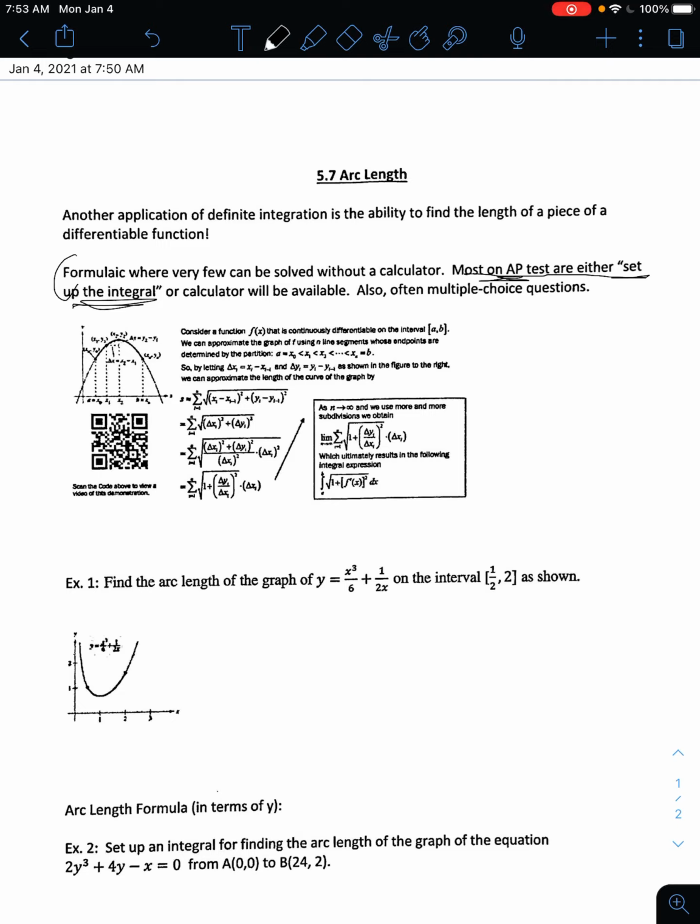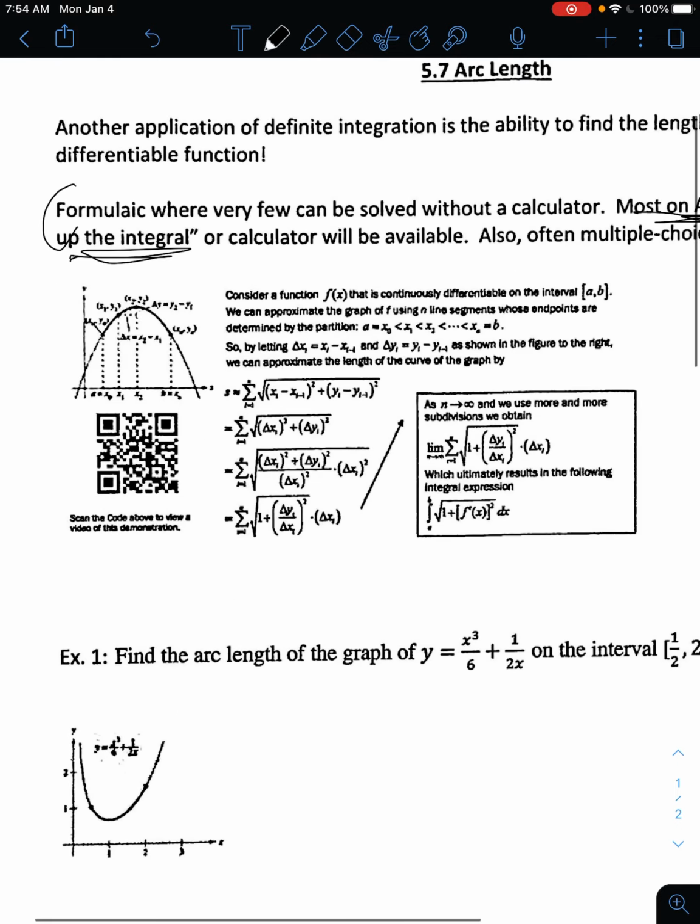But rarely are they going to have you do the integration by hand because, like I said, a lot of times it gets a little bit nasty. They're oftentimes multiple choice questions from what I've learned. So, again, it's just a formula. There's probably going to be one question on the AP test, and if you know the formula, you probably get this point on your test.